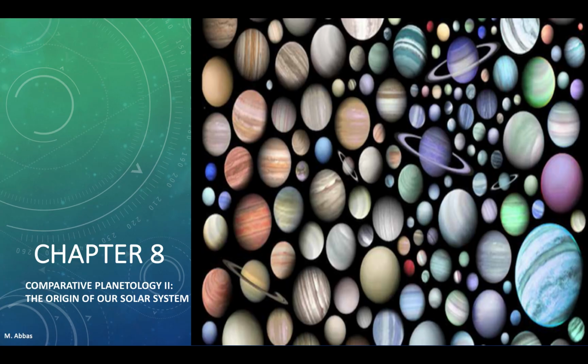In this video I'm going to revisit chapter 8. Chapter 8 is a continuation of chapter 7. Chapter 8 is divided into two main parts. The first part is about the nebula, the cloud of gas that formed our solar system, and this is what we call the solar nebula.